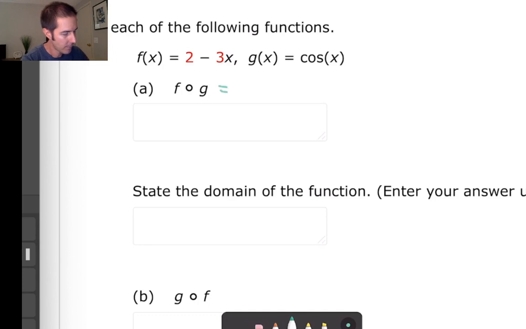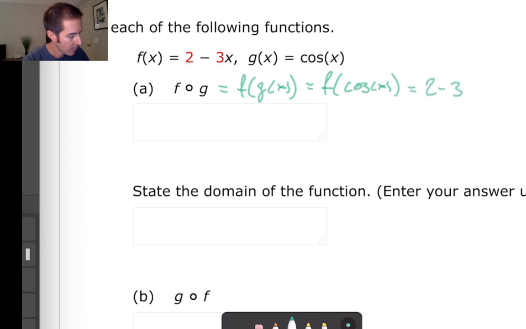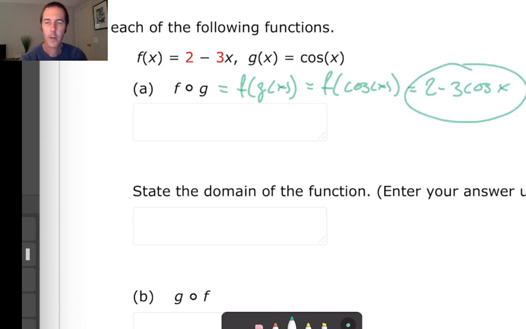Let's write it out using this other format, f of g of x, which is f of cosine of x, which is 2 minus 3 times, what's our input value? It's not a number, this time it's an expression, cosine of x. So this is the new function that we're looking at, 2 minus 3 cosine x, and the subsequent question is to state the domain of the function.